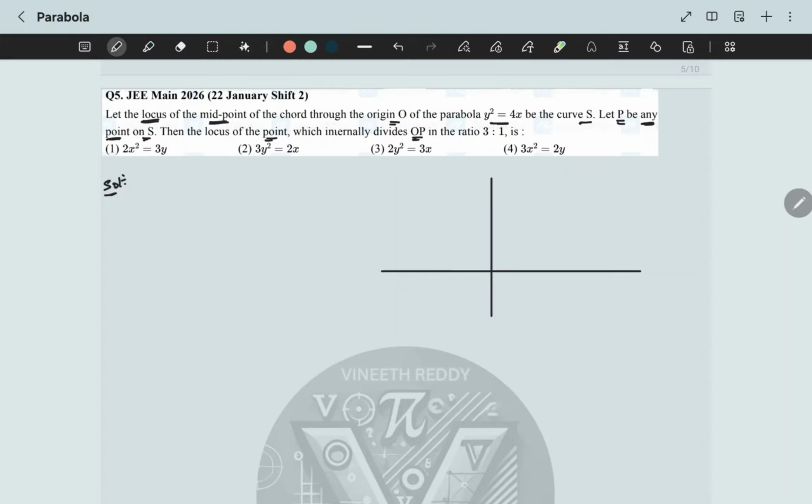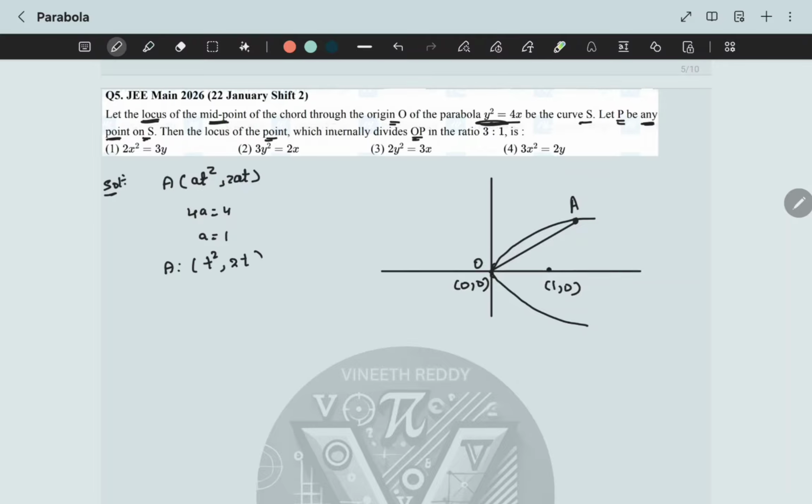Let the locus of the midpoint of the chord through the origin. So this is the original parabola, which is y square equals 4x. The focus is (1, 0) and the vertex is (0, 0). Locus of the midpoint of the chord through the origin. So let us say this is the origin, and now let me take any point A. Whenever they say any point A on the curve, it should be of the form (at square, 2at) on this particular parabola. And 4a equals 4, that means a is equal to 1. That means point A will have the coordinates (t square, 2t).